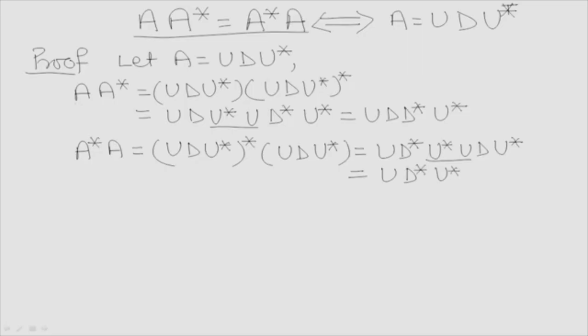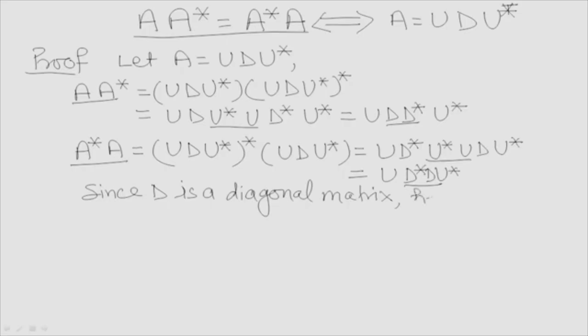So A into A star will be equal to A star into A only when D into D star equals D star into D. So as you know, since D is a diagonal matrix, hence D into D star will be equal to D star into D, and this implies A into A star equals A star into A. So this is the proof of the first part, that if A is unitarily similar to a diagonal matrix, then A is a normal matrix.